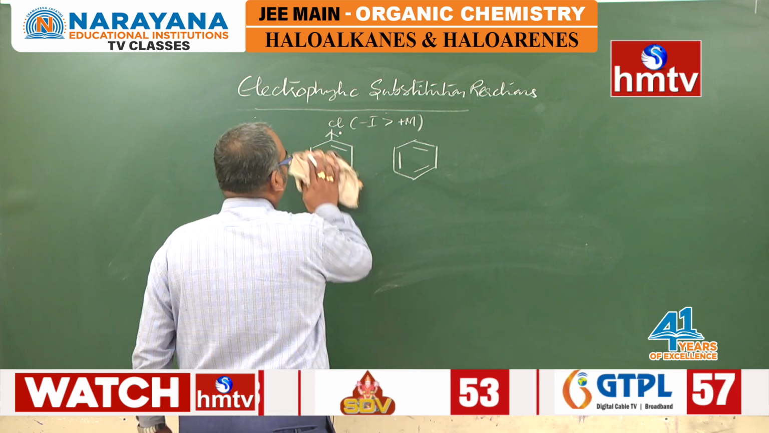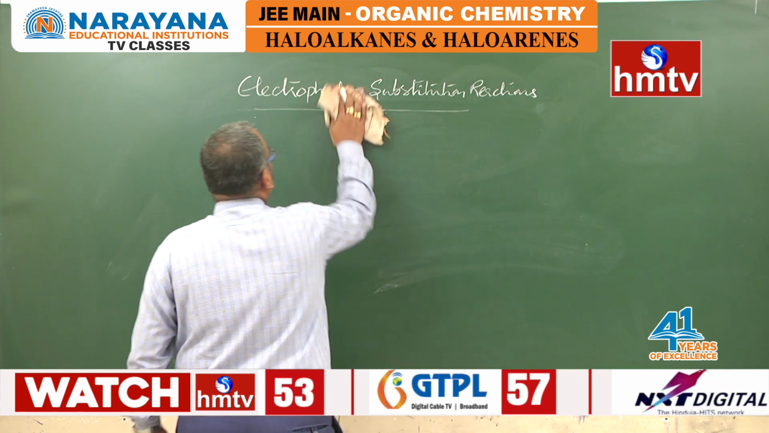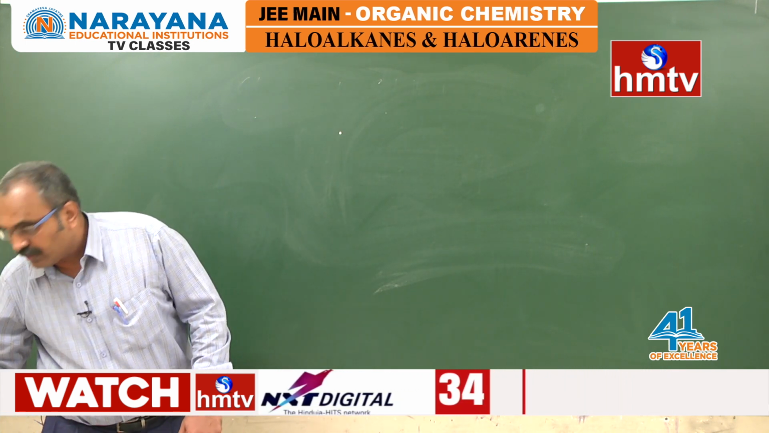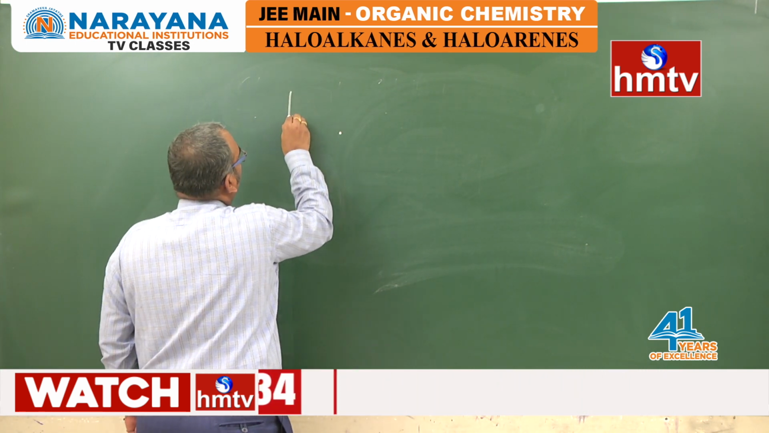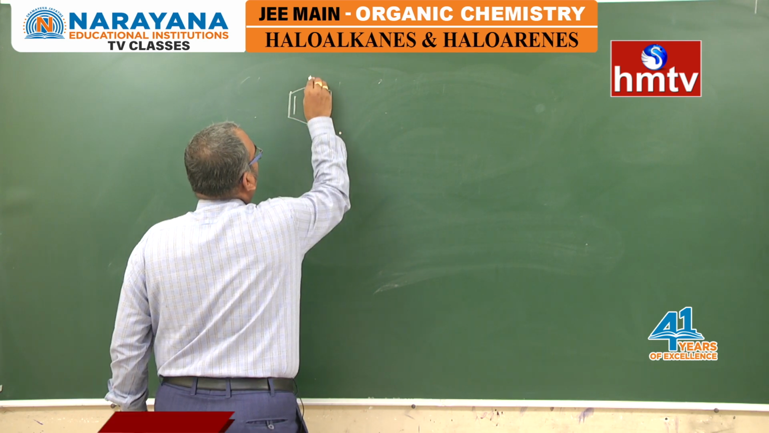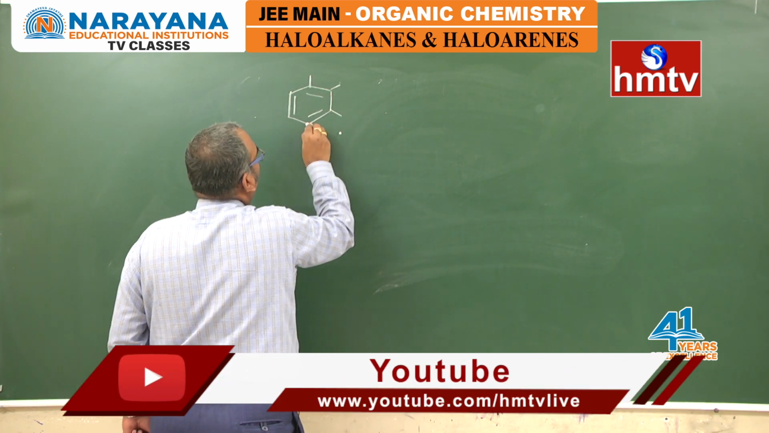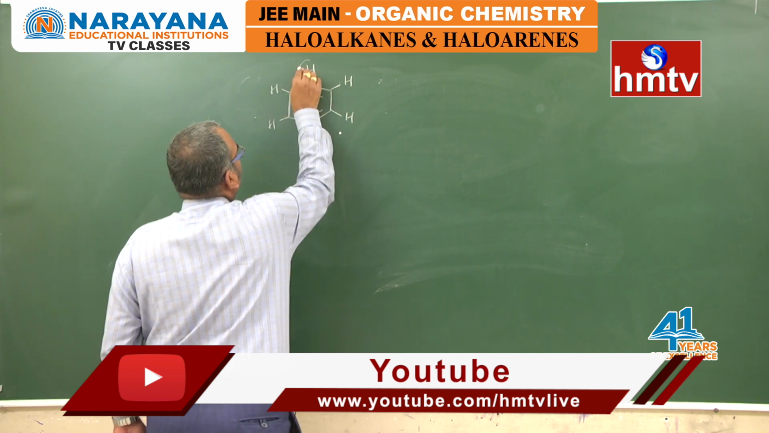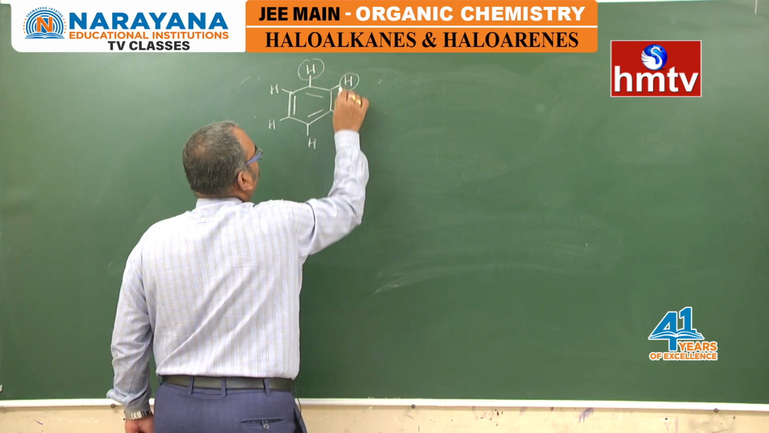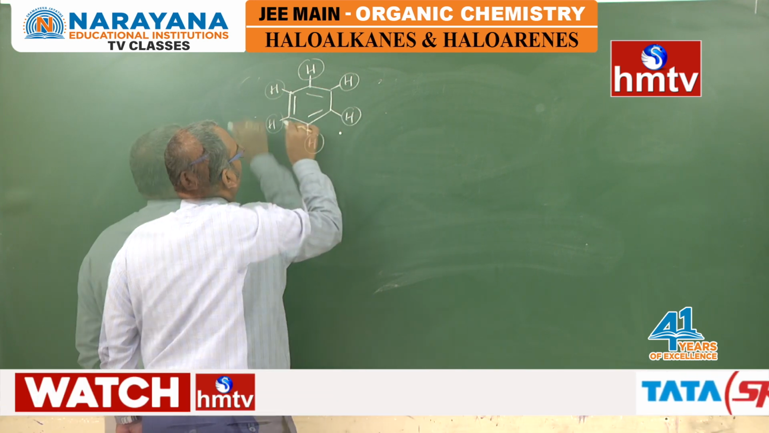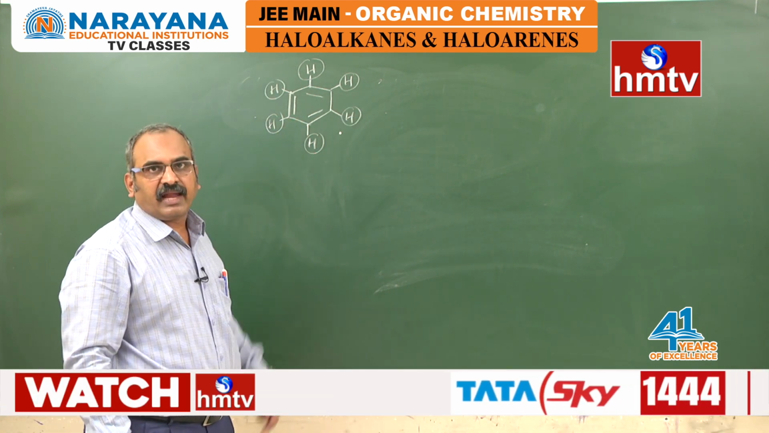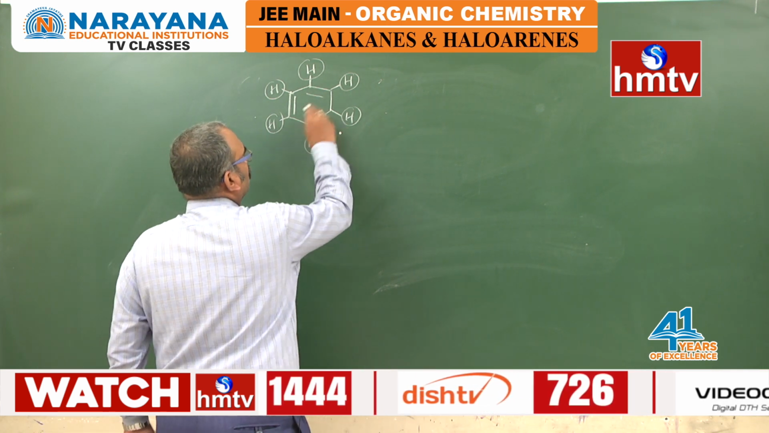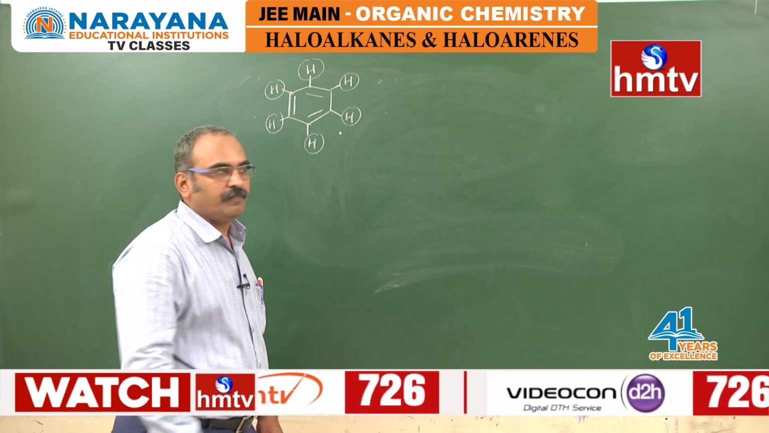Now let us see what is the effect of the halogen atom on the incoming electrophile. If you take benzene, in benzene all 6 hydrogens are identical. Any of these can be removed by the electrophile. Any of these 6 hydrogens can be replaced by the incoming electrophile. So only one product is possible.